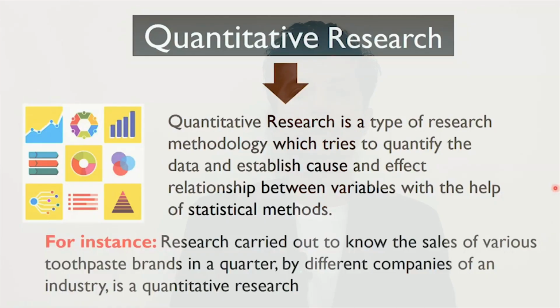Now, quantitative research is the one which tries to quantify the data and establish cause and effect relationship between various variables while employing the methods of statistics and hard mathematics. For example, research carried out to know the sales of various toothpaste brands in a quarter by the different companies of an industry is an example of quantitative research. Now, as we know the basic differences between qualitative and quantitative research, let's dive into more in-depth insights and various terms that can be handy in the long term.